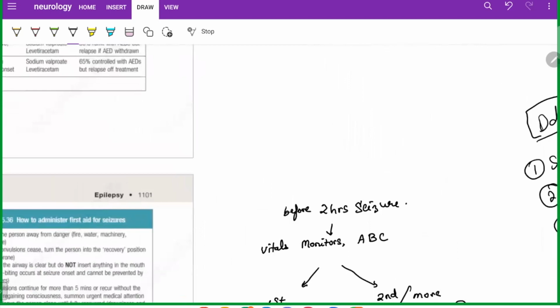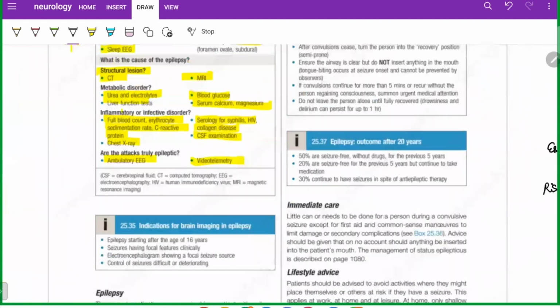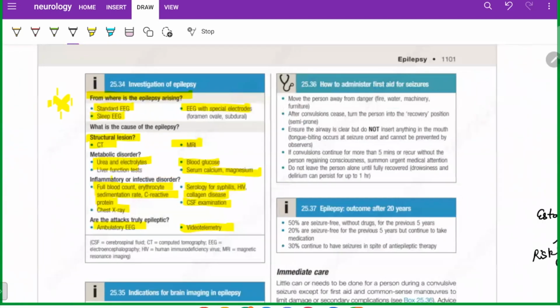Once you complete the differential diagnosis, next we are going to say what the investigations are. First, always remember you have to know what is the cause of epilepsy. So to know the cause of epilepsy, you are going to go for a CT and MRI. Okay? MRI is better than CT. The reason is you can identify lesions like cortical dysplasias, infarcts or tumor.